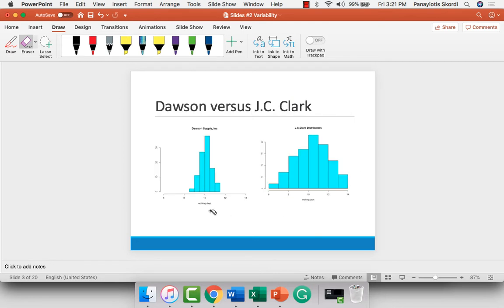So company A takes an average of 10 days and so does company B. But Dawson Company has a smaller spread than the Clark Company. That has a bigger spread of delivery days. So let me just spin this a little bit for you.